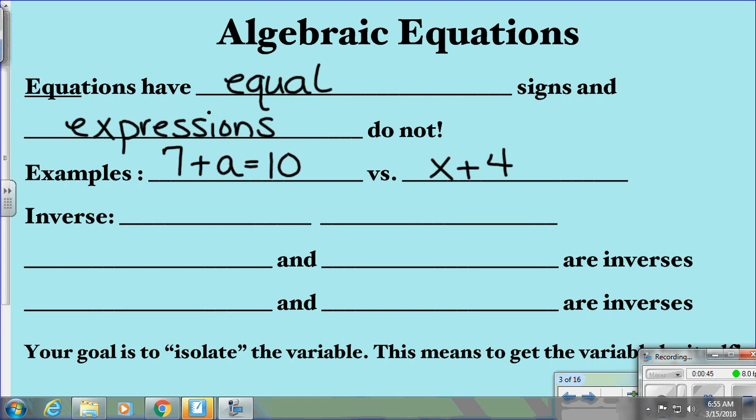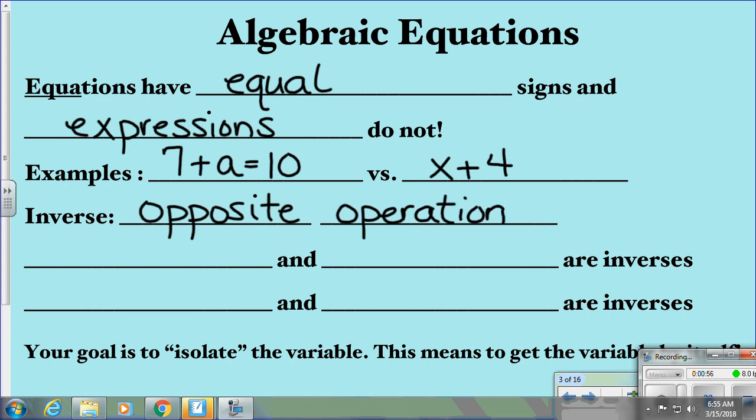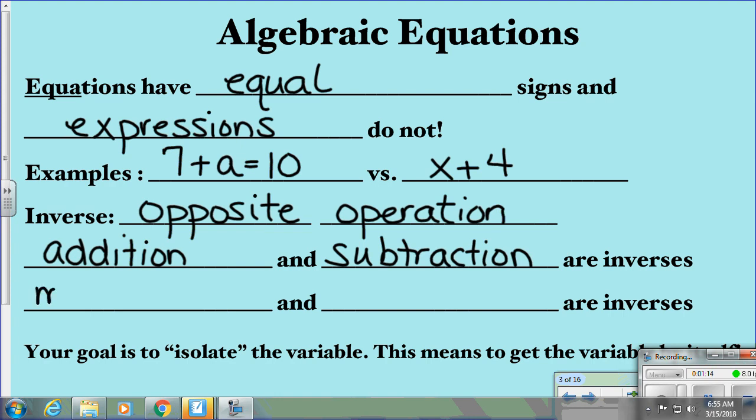Inverse, we're going to be hearing that a lot, and that means opposite operation. Addition and subtraction are inverses, and multiplication and division are inverses.